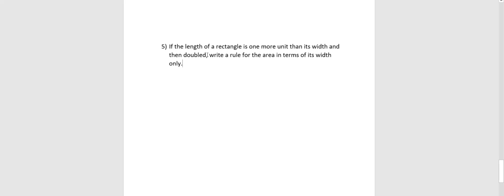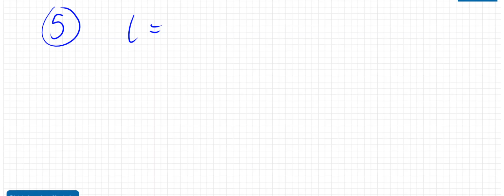Okay, so break down the question. It says, if the length of a rectangle, so I'll highlight the important part, length of a rectangle is one more unit than its width and then doubled. Okay, so for that bit of information there, write an expression or an equation using that information. So L for length, equal sign for is, so length is, and then we have one more unit than its width. So one more means plus 1, but then what? Then its width. So W first, plus 1, one more unit than its width, and then double.